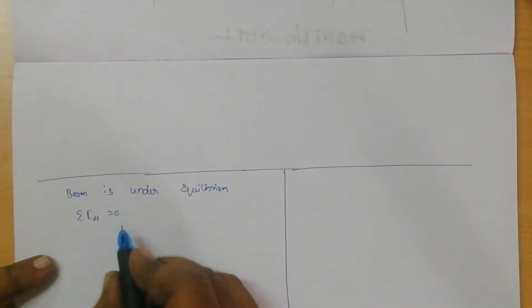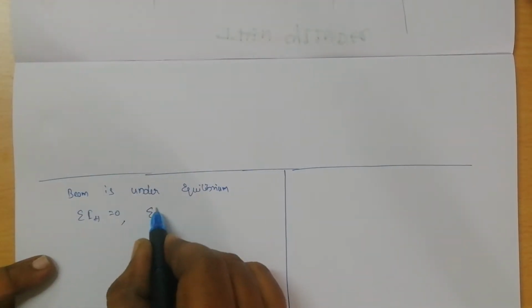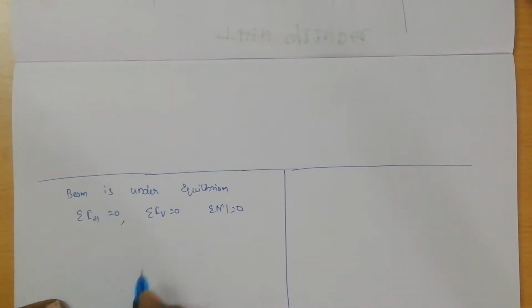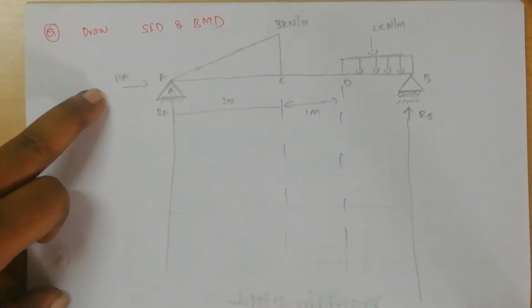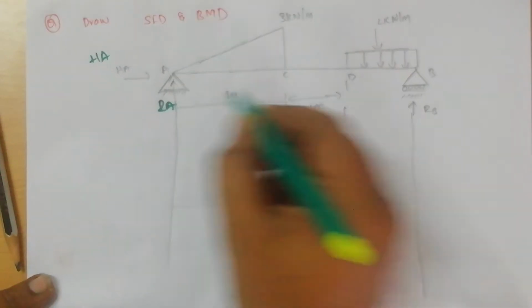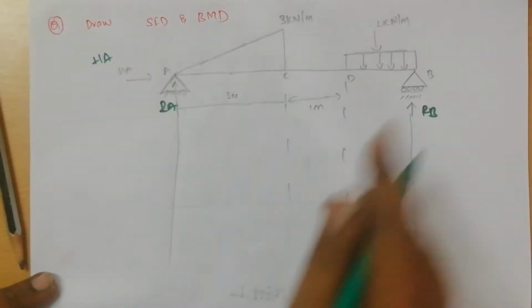Okay. Whenever any type of beam is given, the very first thing you have to do is consider that the beam is under equilibrium. That is the main consideration. Summation of horizontal forces is 0, summation of vertical forces is 0, summation of moment should be equal to 0. When I take the summation of horizontal forces, we have only one horizontal load, HA. If you couldn't see, I will write this as HA. Here it is RA, here it is RB. Okay, so HA, RA, RB.